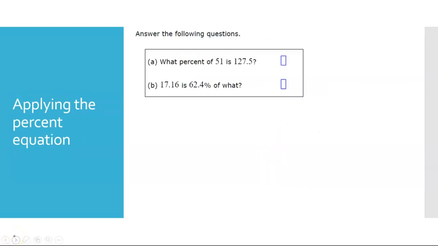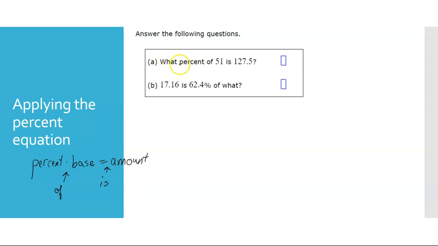For the next question, we want to apply the percent equation. And as a reminder of what that looks like, what we always do is we take the percent of some base number, and the base could be the original amount or the starting value, and this equals the amount. So it's always a percentage of the base is the amount.